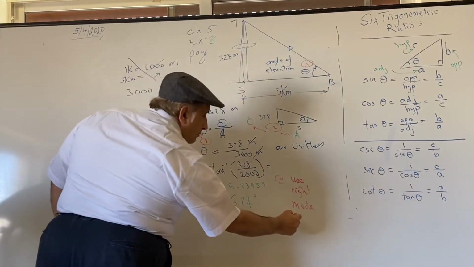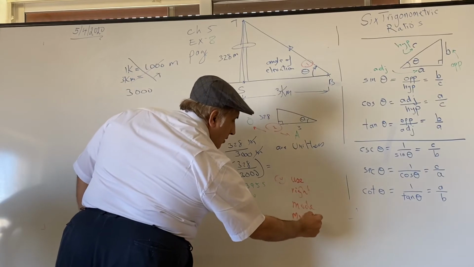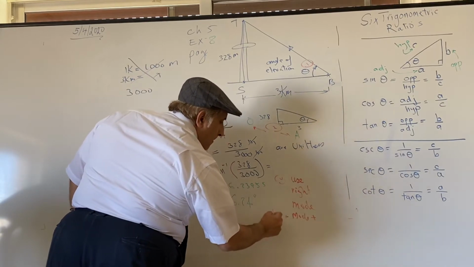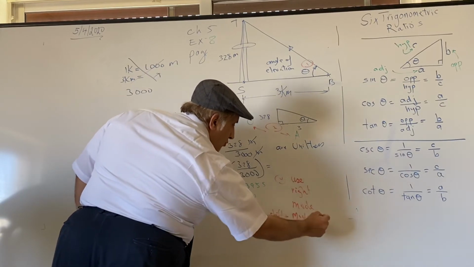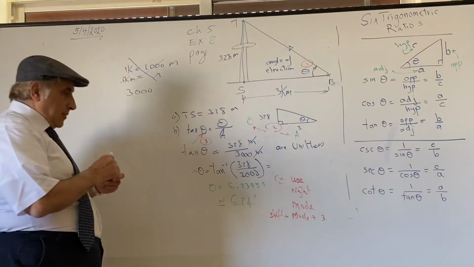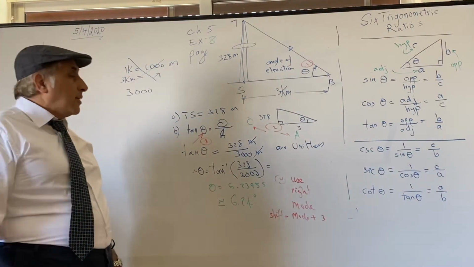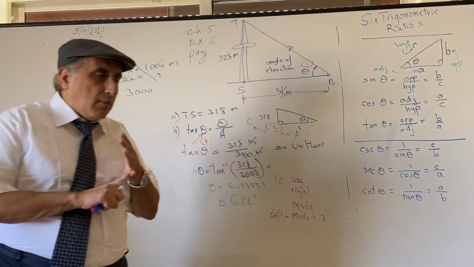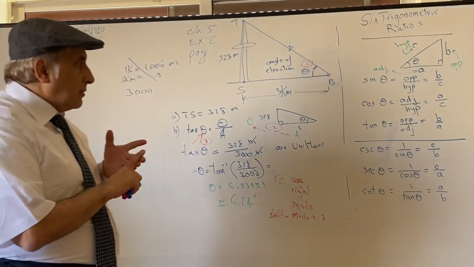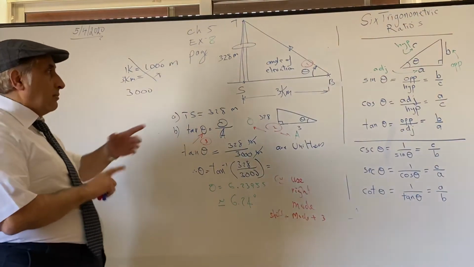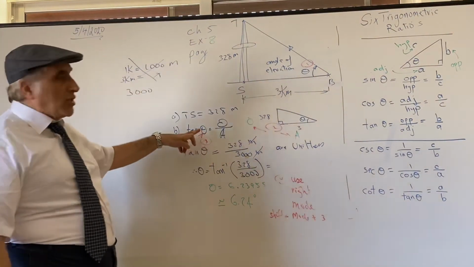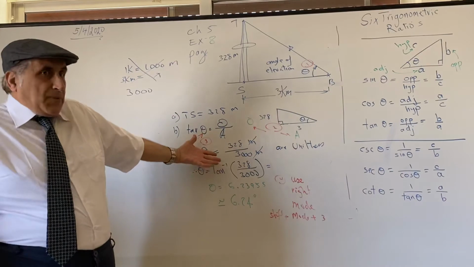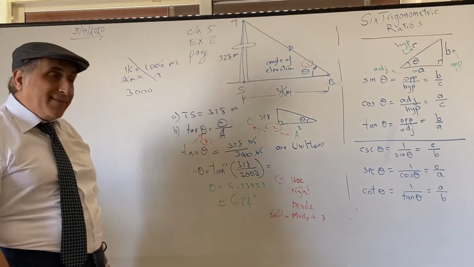And make sure you are using the right mode, which is mode 3. Shift, mode 3. That will give you degrees. Simple, straightforward things. Label your right angle, opposite, adjacent, hypotenuse. But make sure you have the angle known, the angle in concern. Then choose the trig ratio. Then just substitute. All right?